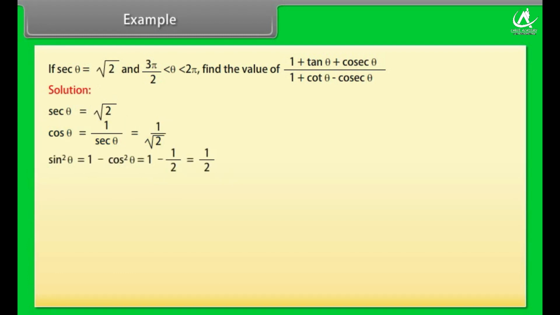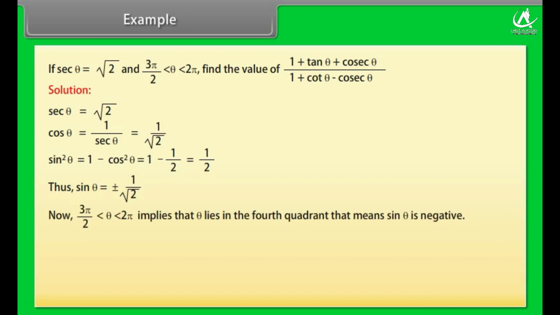Sin²θ = 1 − cos²θ = 1 − 1/2 = 1/2. Thus, sin θ = ±1/√2. Now, 3π/2 < θ < 2π implies that θ lies in the fourth quadrant. That means sin θ is negative. Sin θ = −1/√2. Tan θ = sin θ / cos θ = (−1/√2) / (1/√2) = −1.